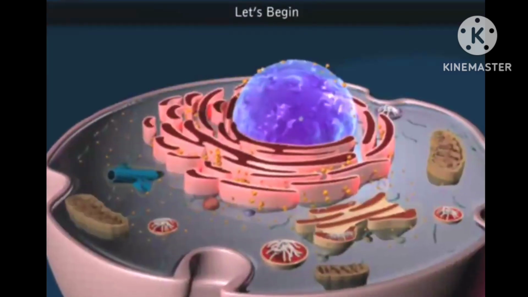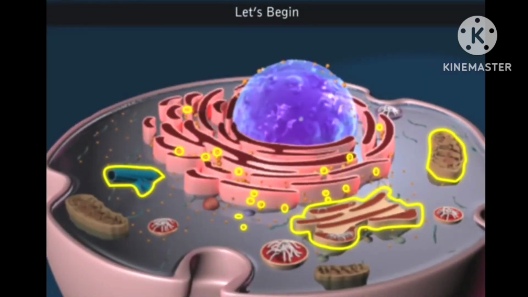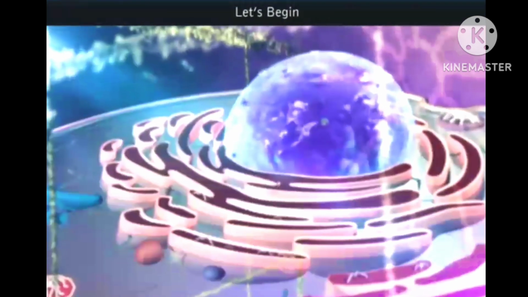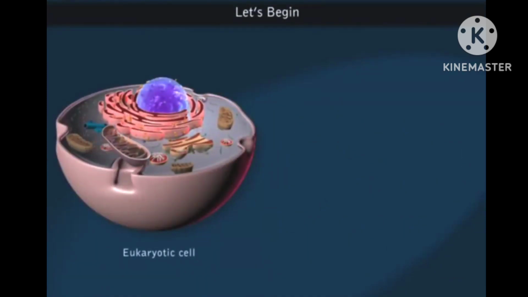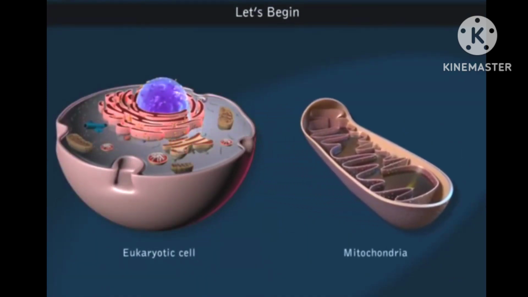Mitochondria. A cell is the basic functional unit of life. Different cell organelles carry out specific functions of the cell and are essential for a cell's survival. One of the most important organelles found in a cell is the mitochondria.